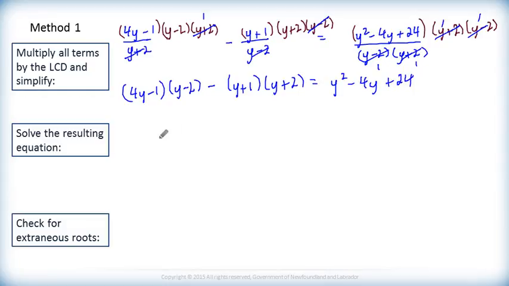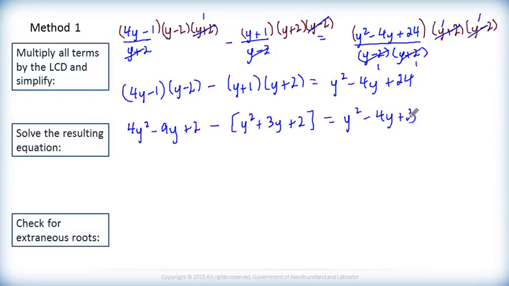A little bit of FOIL work gives me 4y² - 9y + 2 for this first expansion. Subtract. Now I'm going to have to be careful there because I do have a subtract, and when I expand this, I will have to subtract that expansion. I get y² + 3y + 2 equals y² - 4y + 24.